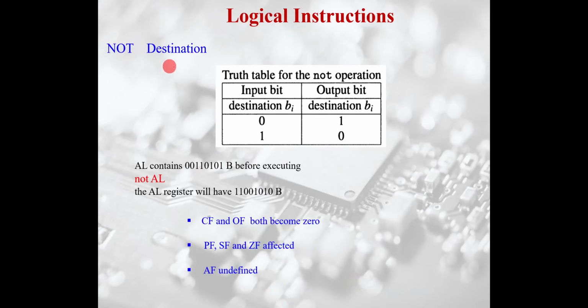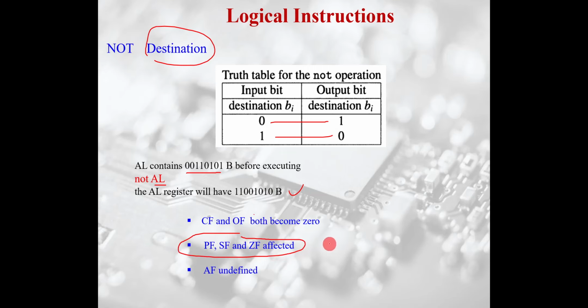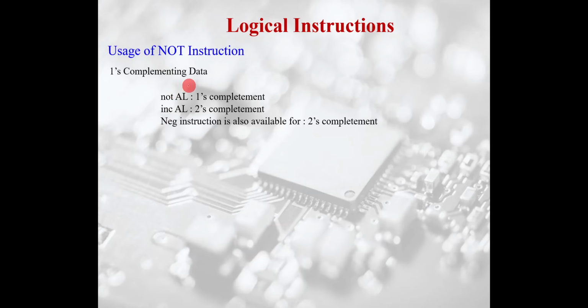Then I have an instruction which is not bitwise. It's only one bit that is shown here: 0 will become 1, 1 will become 0. Now, if this is NOT AL, obviously there is no source out here. NOT AL means all the bits of this AL will be inverted. Again, these are the flags which get affected: parity flag, sign flag, and the zero flag. So if I want a ones complement, I can use NOT AL, so the ones complement will be there in AL.